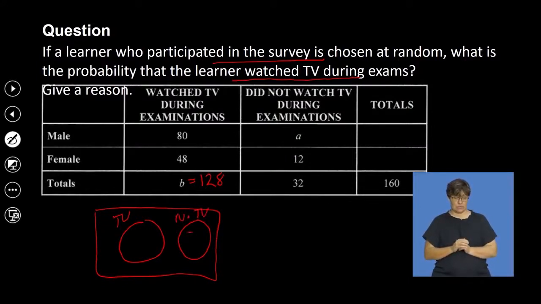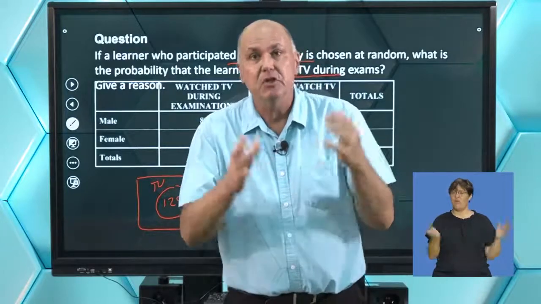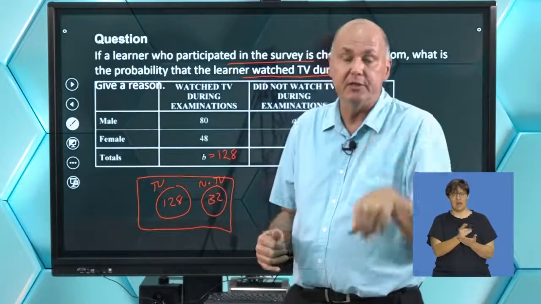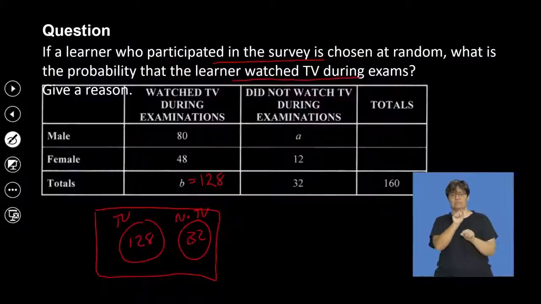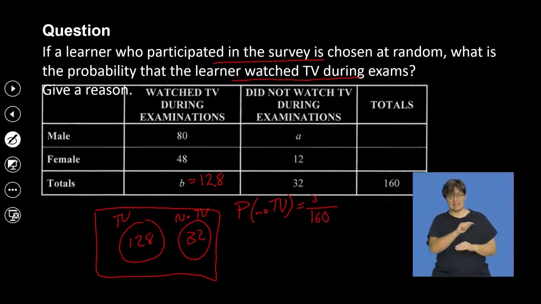And we recognize there were 32 of those. We recognize there were 128 of those. So there are two ways of calculating the probability of those that did not watch TV. The easy, straightforward way is to count up those that did not watch TV. We'll say the probability of no TV is equal to those that didn't watch TV, 32, divided by the total number of learners in the survey, which is 160.